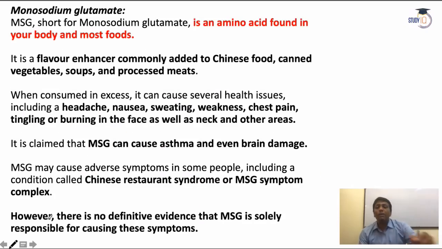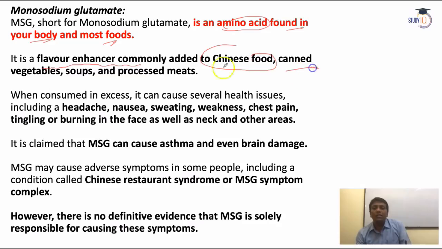What about the problem with monosodium glutamate? See, monosodium glutamate is an amino acid which is found inside your body and also inside most food items. For flavor purposes, Chinese items have monosodium glutamate. It's written that it's a flavor enhancer commonly added to Chinese food, even some canned vegetables, soups and processed meats. Even when consumed in excess, it creates several health issues according to a lot of scientists.